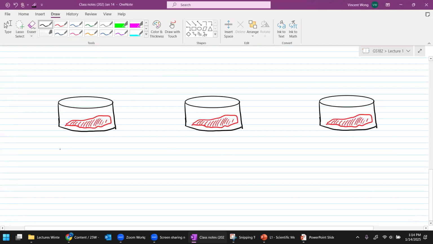Okay, so this is the control. Control is necessary to provide a baseline to compare the results with. So his control, it's an open jar. Open jar. Okay, it's exposed to the air.